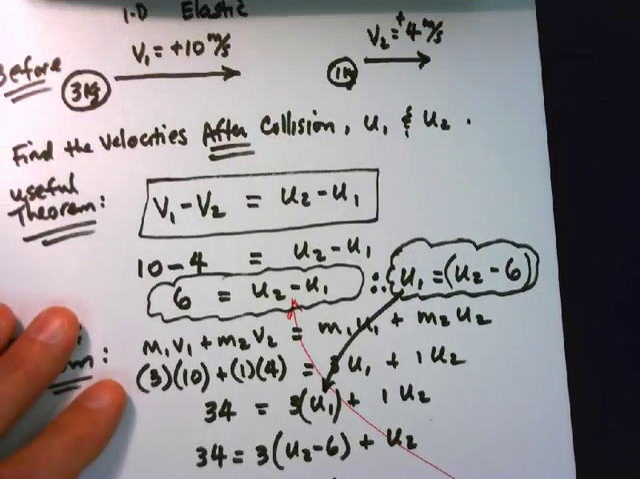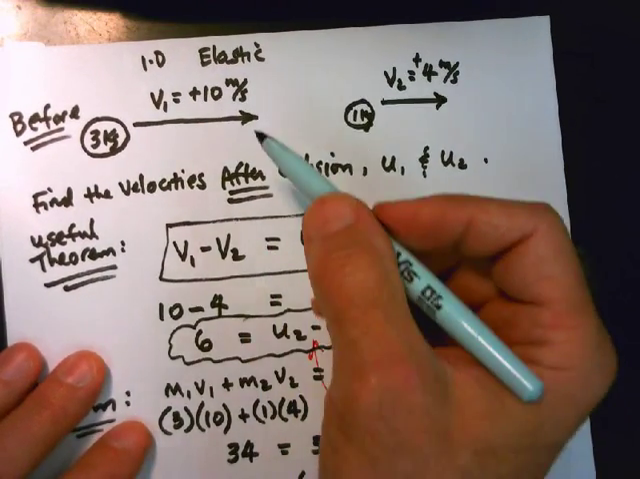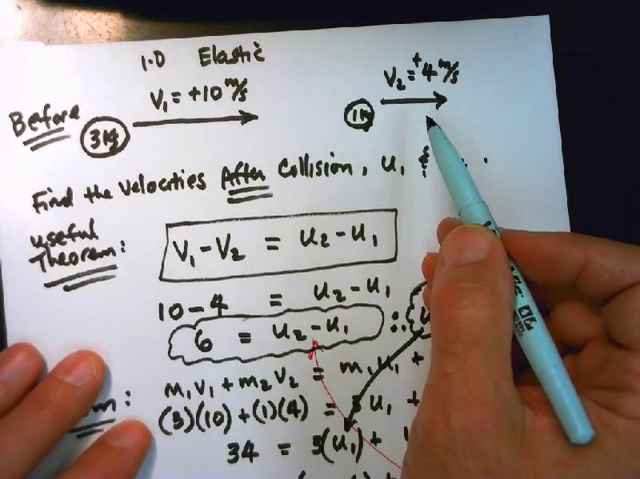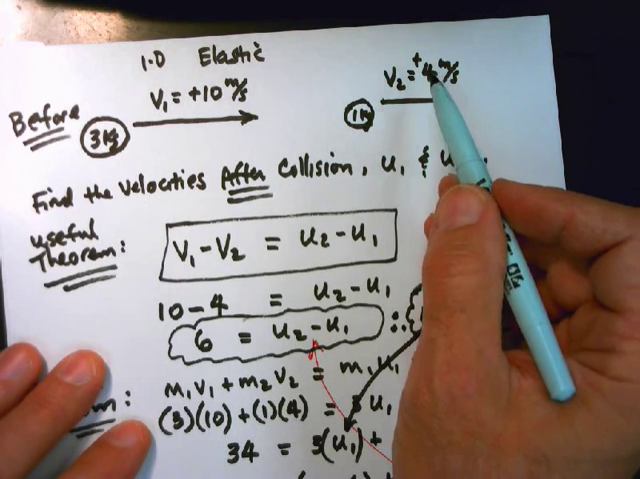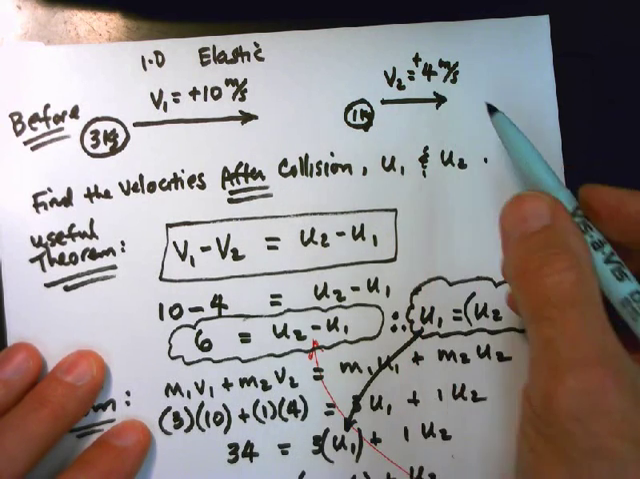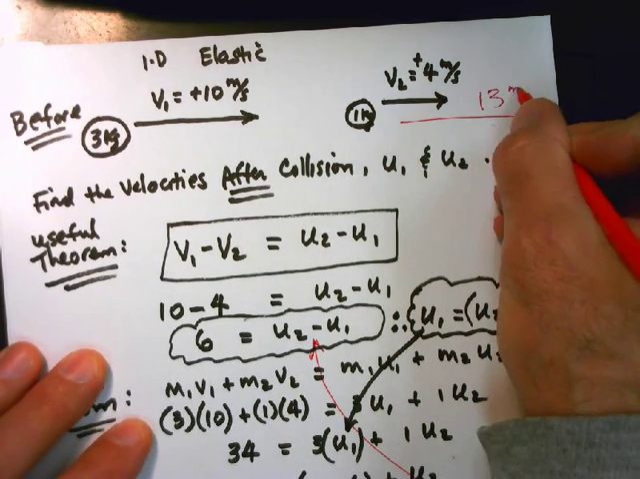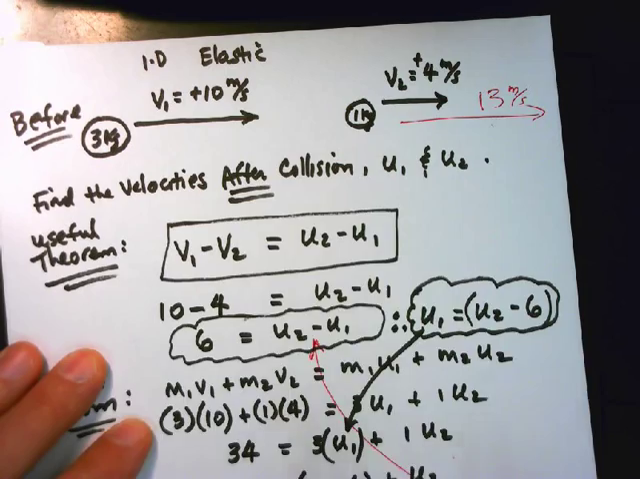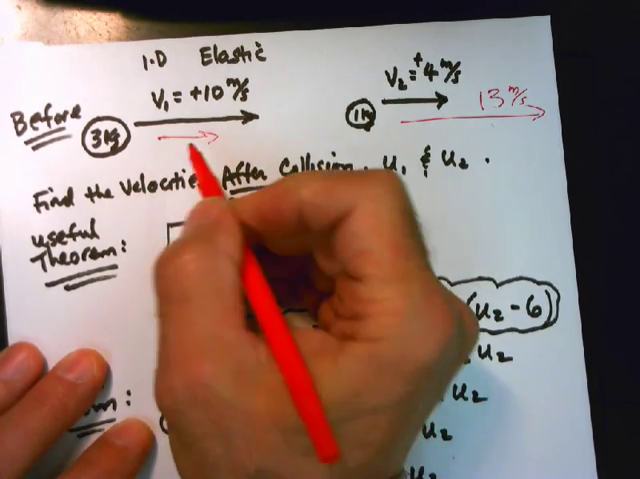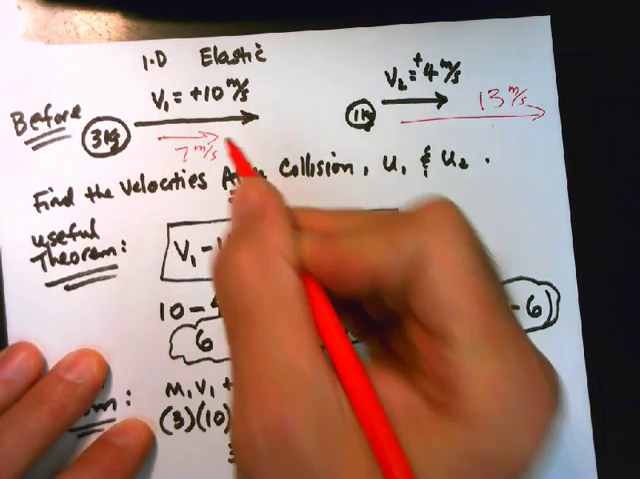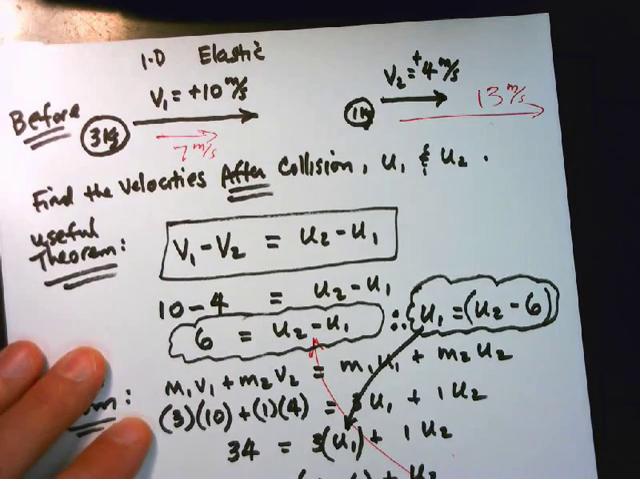Let's check and see if that makes sense. These are before collision. After collision, this one is going to go from 4 meters per second to 13 meters per second, and this one is going to go from 10 meters per second down to 7 meters per second. Kind of makes sense, right?